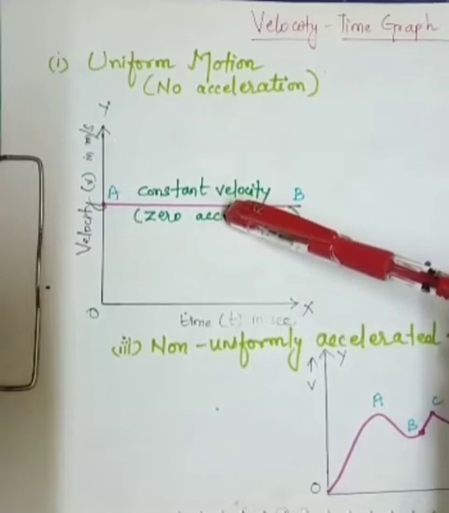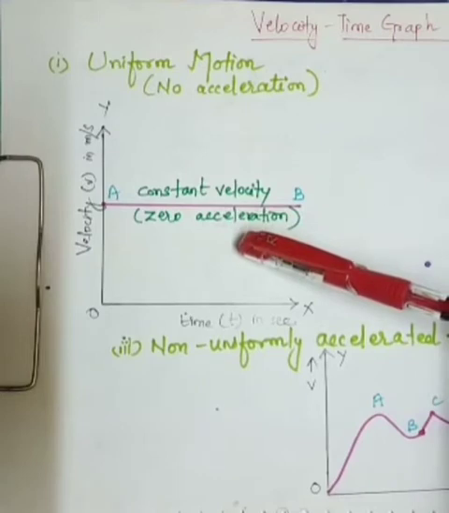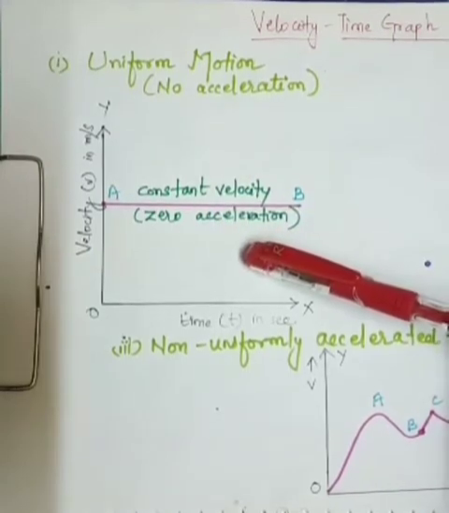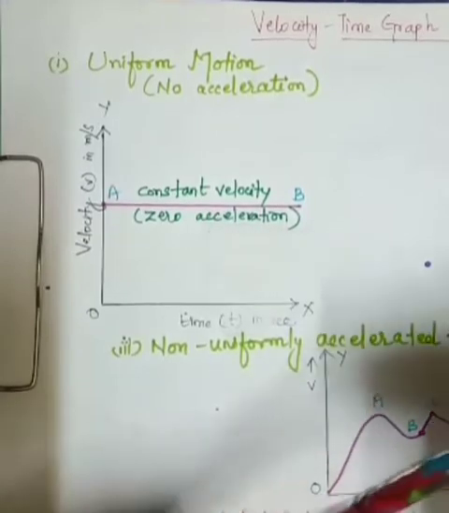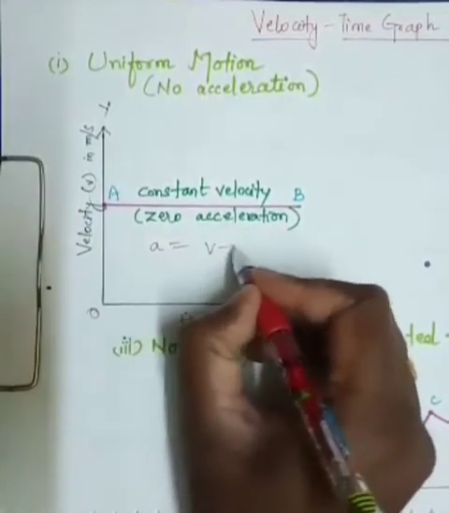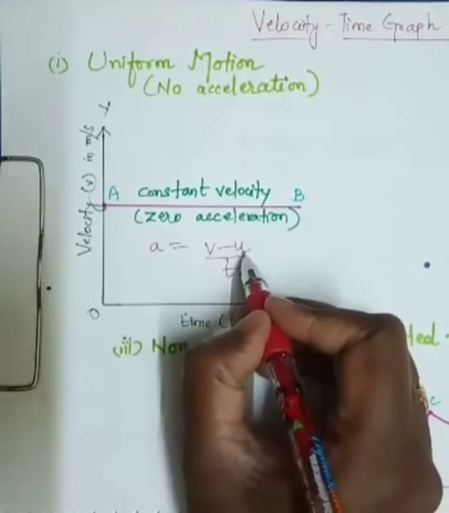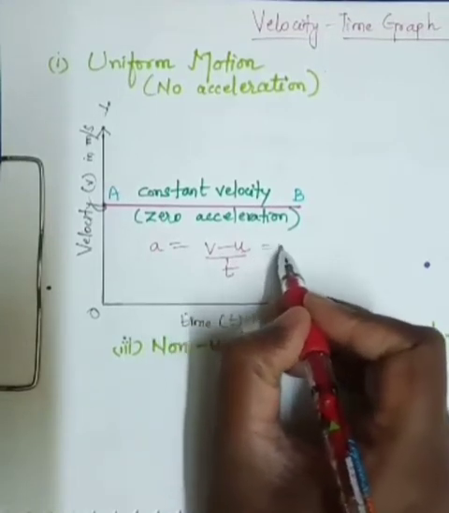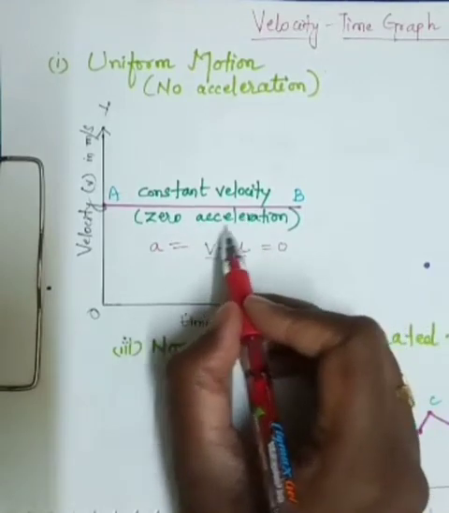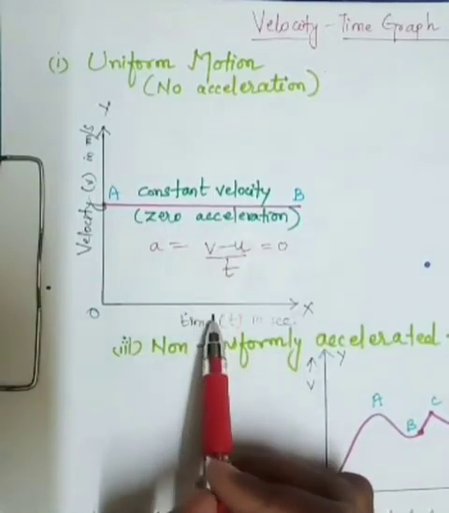Therefore, the graph is a horizontal line parallel to the time axis. Since its velocity is not changing, we can say that in the uniform motion, the velocity is constant. And as the velocity is constant, acceleration will be 0. Why is it 0? Because acceleration is equal to v minus u upon t. As there is no change in the velocity, that is u is equal to v, its value will come to be 0. Therefore, when the velocity is constant, acceleration is 0 and the graph will be a horizontal line parallel to the time axis.